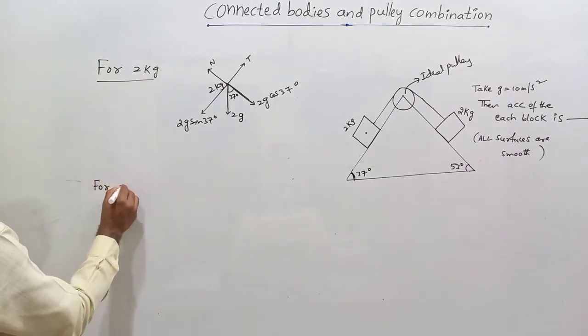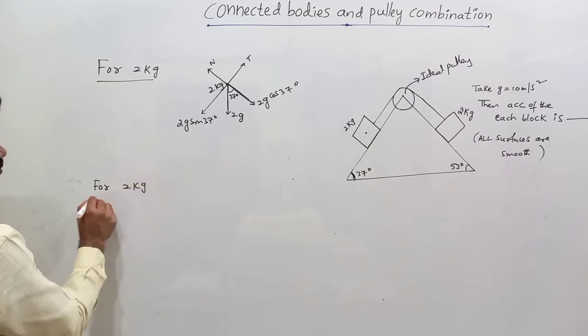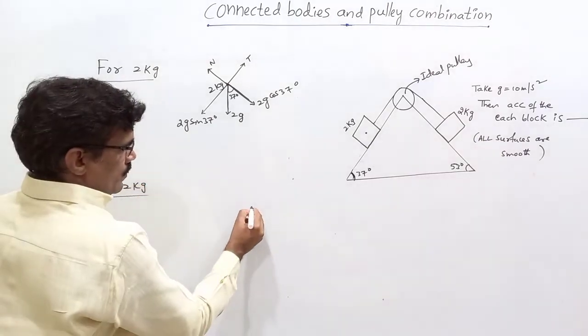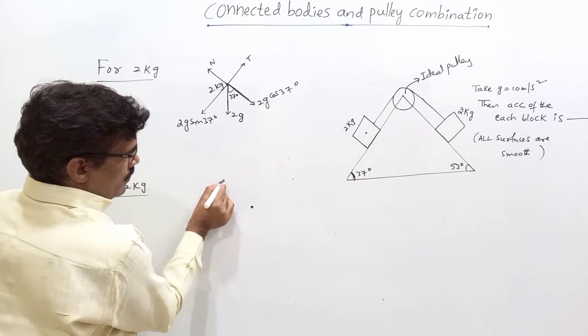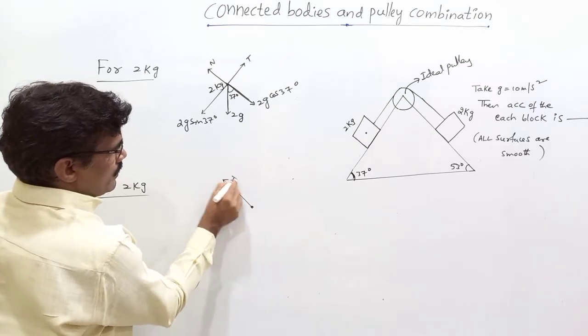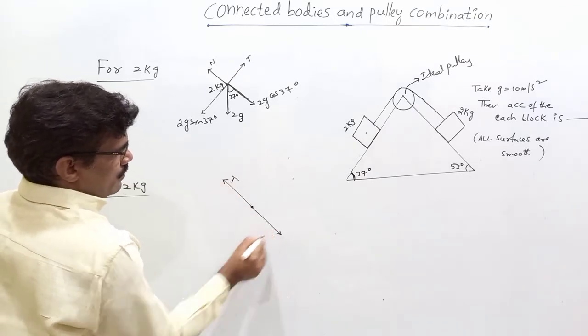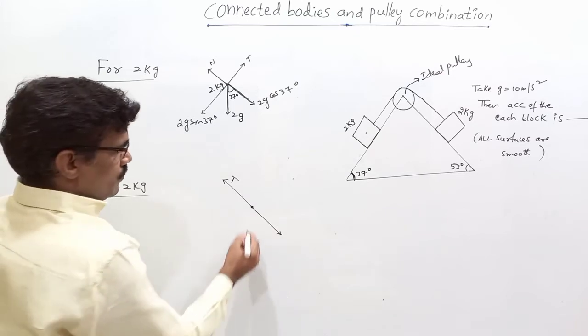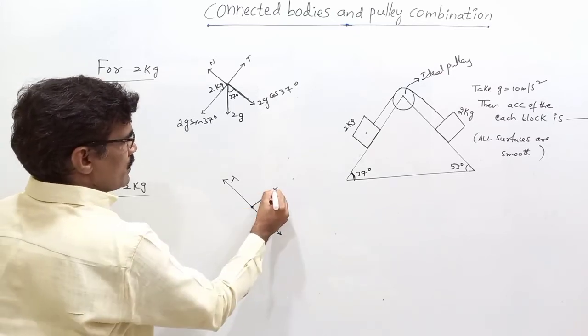For the right side 2 kg block, here this is tension this side. Okay, sir. This side we can resolve. So the normal reaction is this side, sir.